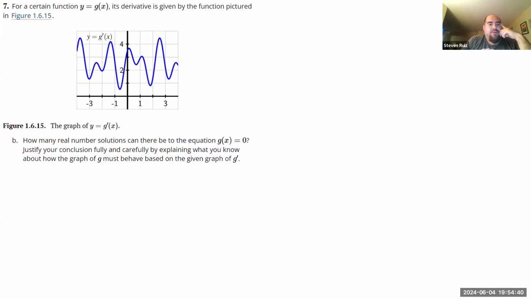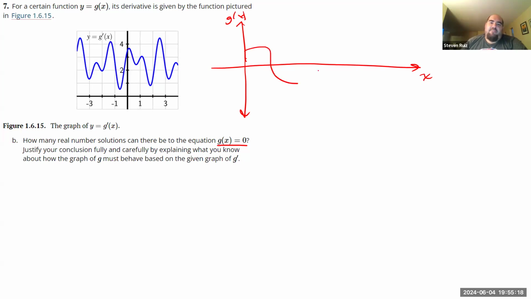So moving on to part B, how many real number solutions can there be to the equation g of x equals 0? Justify your conclusion fully and carefully by explaining what you know about the graph. So basically, I need to heavily emphasize that what I am drawing on the right here, I'm not saying that it's a graph of g, but I'm just trying to illustrate what the question's asking. This is the x-axis, this is the g of x-axis. Basically, I'm looking for this. How many x-intercepts do I have?